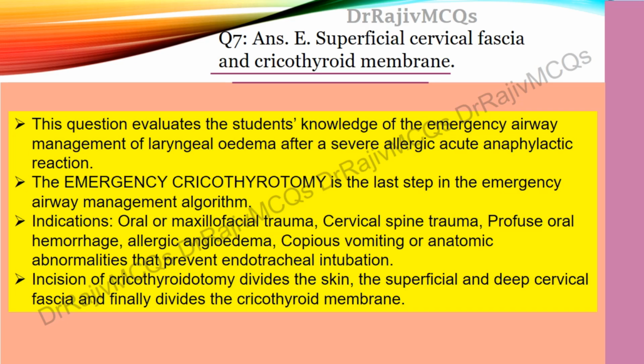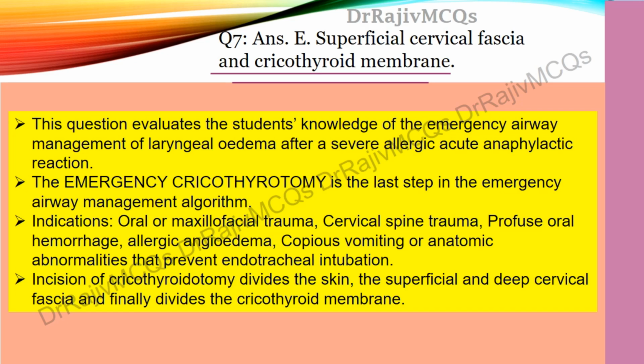The emergency cricothyrotomy is the last step in the emergency airway management algorithm. This intervention becomes necessary when you find yourself in a CICO scenario, that is, in a cannot intubate, cannot oxygenate situation. An emergency cricothyrotomy is indicated when you cannot secure a patient's airway through non-surgical methods or when other devices such as laryngeal mask airway, fiber optic laryngoscope have failed or are unavailable.